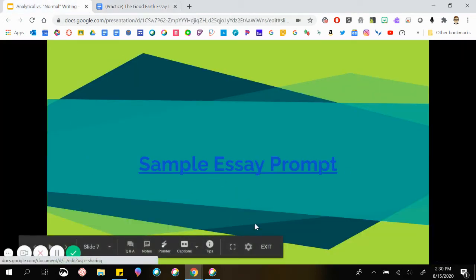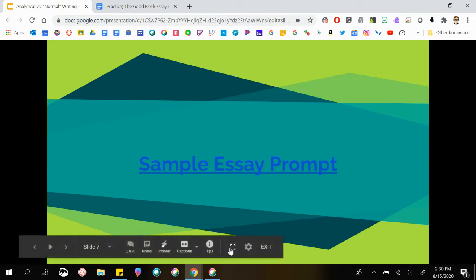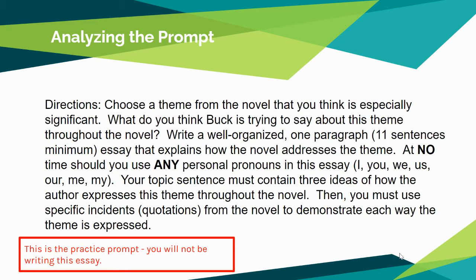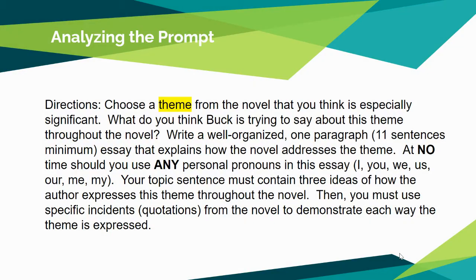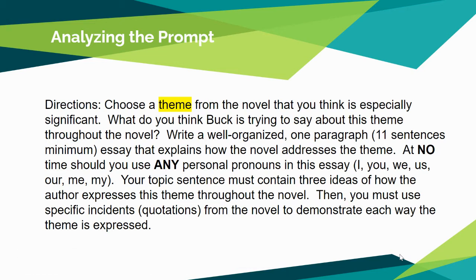So we're going to go ahead and break that down, right? So we are, oh, here we go. Let's try this again. All right. So we are going to choose a theme from the novel that you think is especially significant. So this is the prompt we saw, right? So first, we know that we are going to be writing about the theme. That's what it's asking for. If my essay doesn't talk about the theme, I am not addressing the prompt, all right?